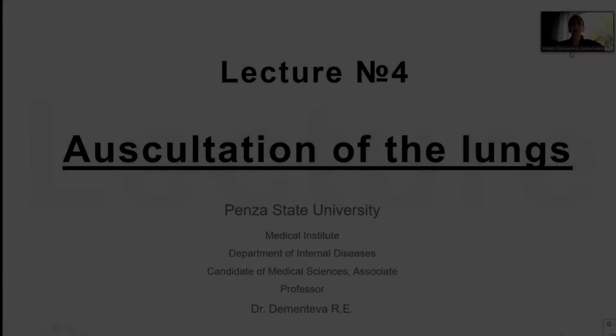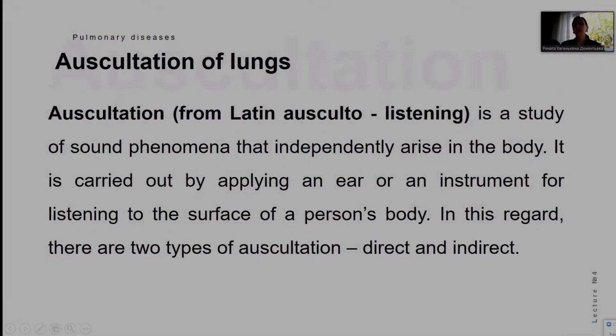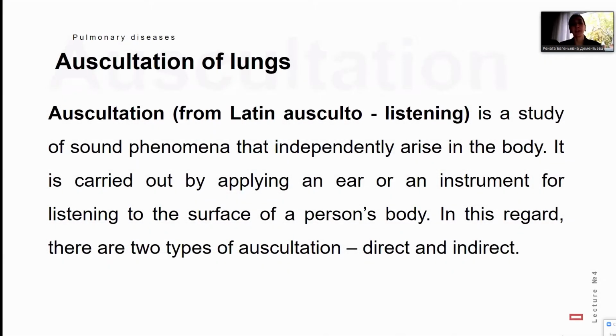So, continuing about auscultation of the lungs. What is auscultation? It comes from the Latin word auscultatio, from ausculto, meaning listening. Auscultation is the study of sound phenomena that arise independently in the body, and it is carried out by applying an ear, or an instrument for listening, to the surface of the human body. In this regard, we can separate two types of auscultation: direct and indirect.